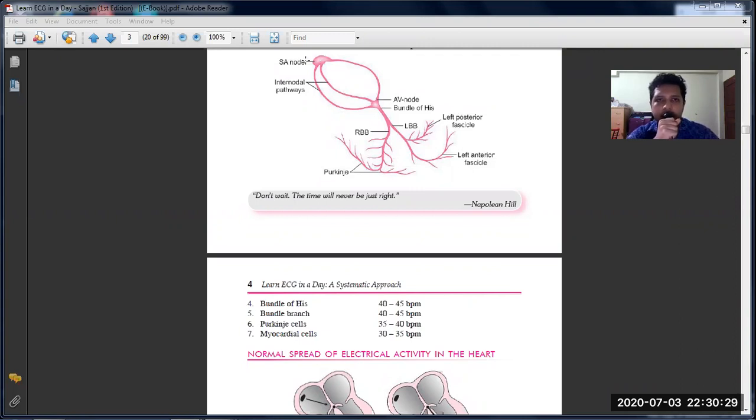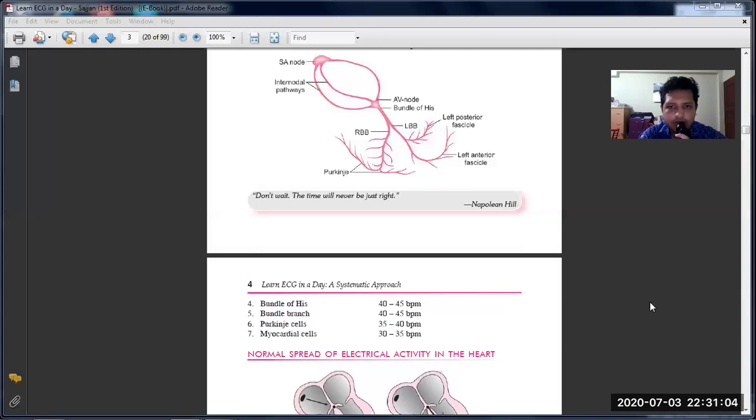At first there is the SA node or sinoatrial node, then three internodal pathways, then the AV node or atrioventricular node, then the bundle of His, then the right bundle branch and left bundle branch, which are further divided. The left bundle branch is divided into the anterior fascicle and posterior fascicle, and these two fascicles and the right bundle branch are further divided into Purkinje fibers, which are associated with the ventricles of the heart.